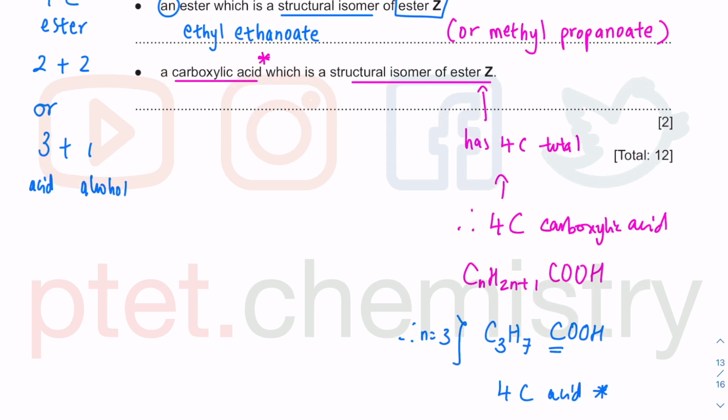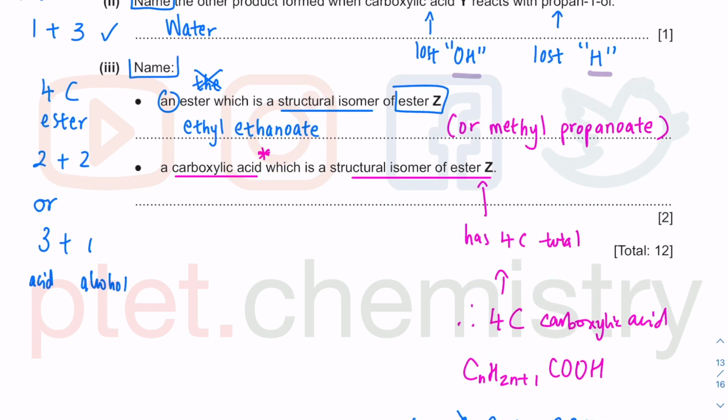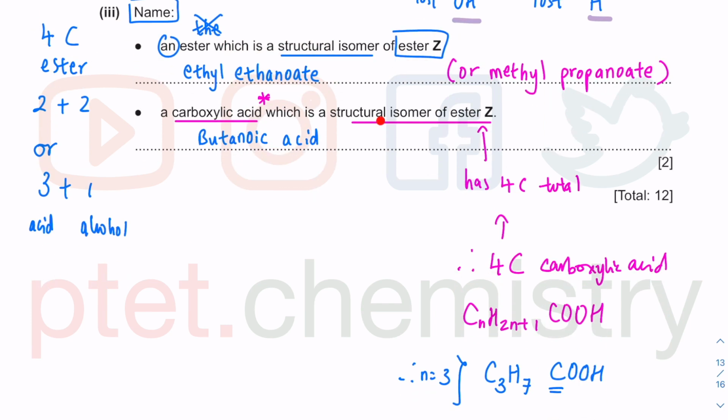They asked for the name. They didn't ask for the formula. This is going to be a 4 carbon carboxylic acid. The name is going to be called butanoic acid. They don't want the formula. They wanted the name of the 4 carbon carboxylic acid.